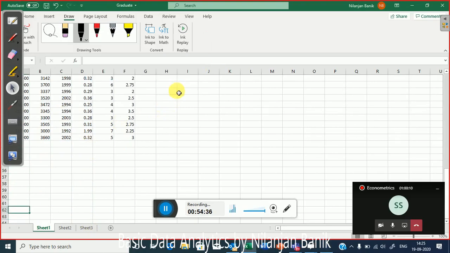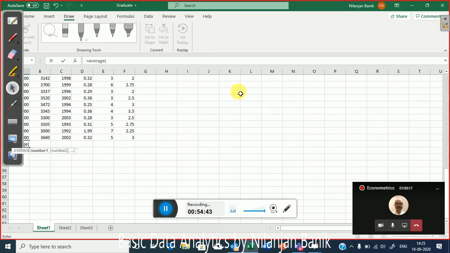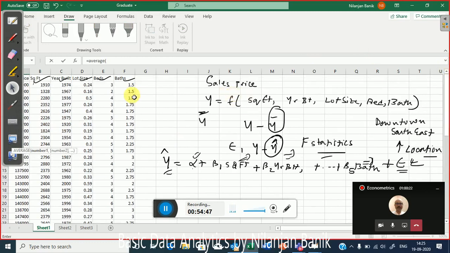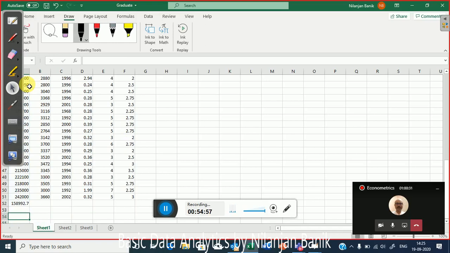So you have a function, no? Average. Yeah. So you take equal to average, B2 to B51. A2, sorry. A2. Divide by 50? No, it will give it automatically. Yeah, this is automatic. So 15899.27 has come. This is my y bar. Alpha? No, this is not alpha. This is y bar.